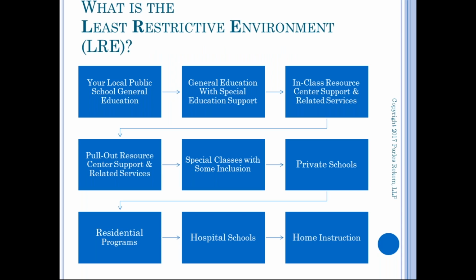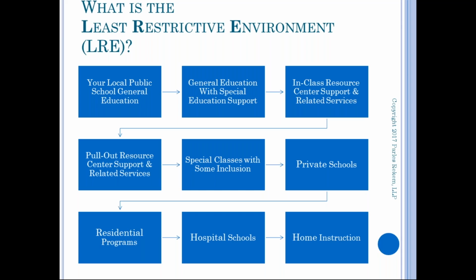So when we talk about placement, you hear the term least restrictive environment. And so what does that mean? That refers to the setting where a child with a disability can receive an appropriate education that's designed to meet their needs alongside peers without disabilities. And the issue is, where can the student make progress? And we always start in general education with supports, and we work from there.